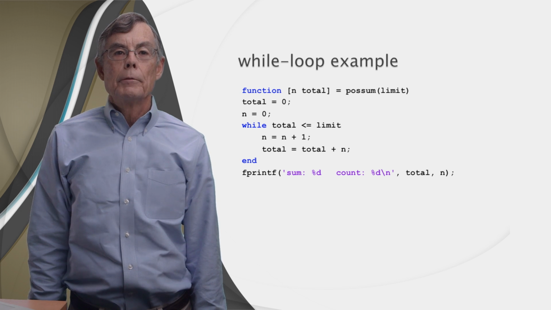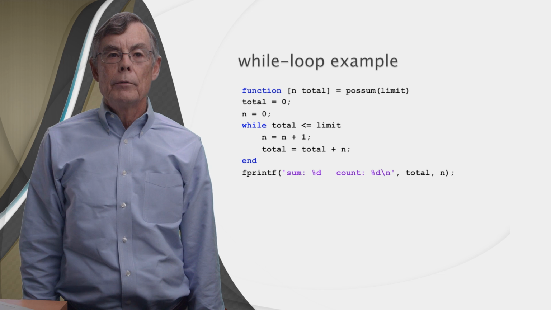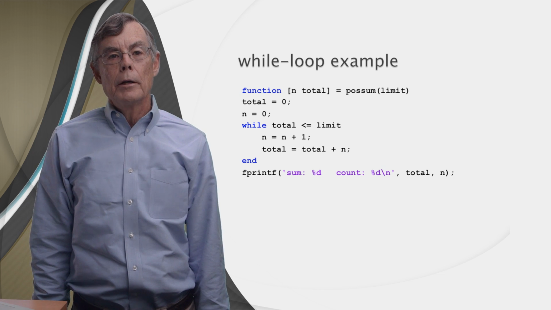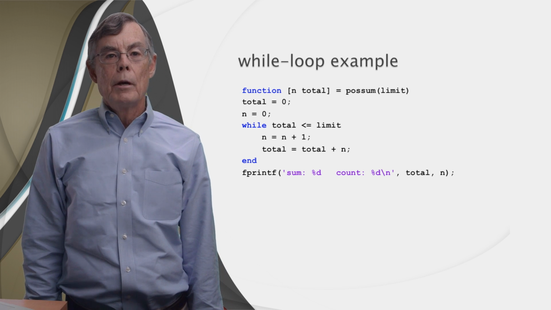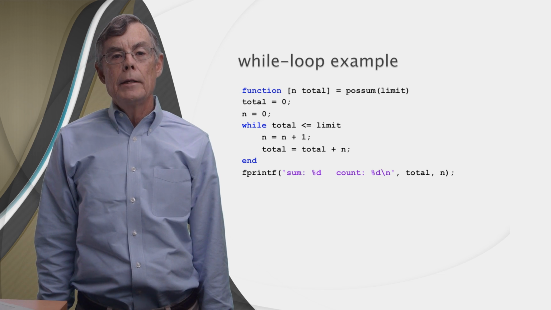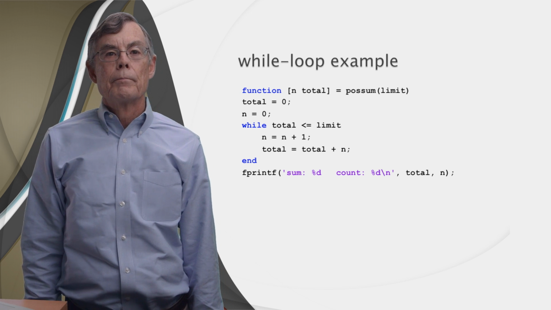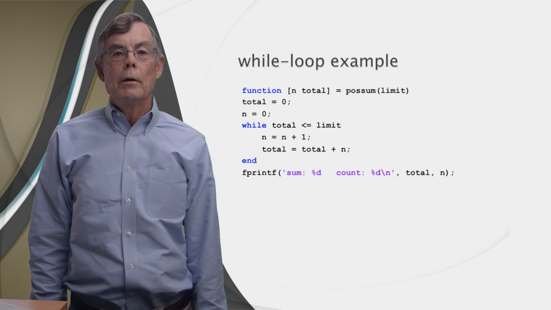Check this function out. We call it Possum for positive integer summation. It takes the limit that we want to exceed as an input argument. It both prints and returns the number of positive integers we need to add together to exceed the input value and the sum of those integers. We start by setting both n and total to 0.